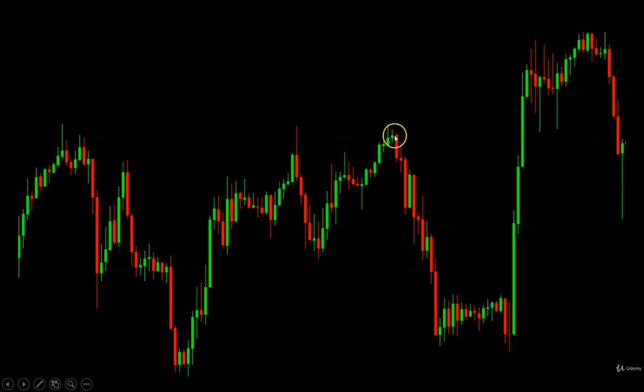So I'm going to start out with something like this, some level right here. I'm seeing the prices are moving upwards and then they start moving downwards. So I'm assuming that there is a level of resistance, and I'm going to draw a small line right about there.